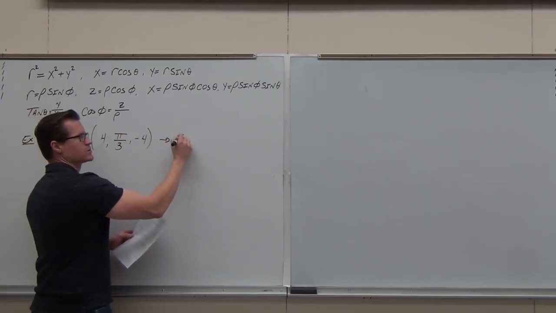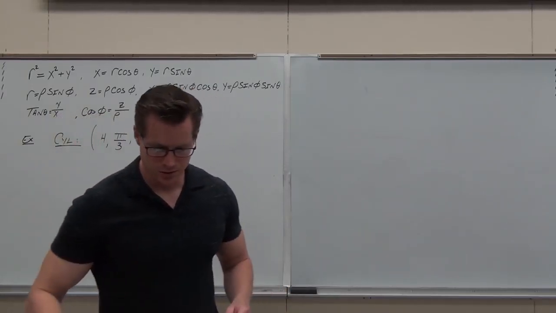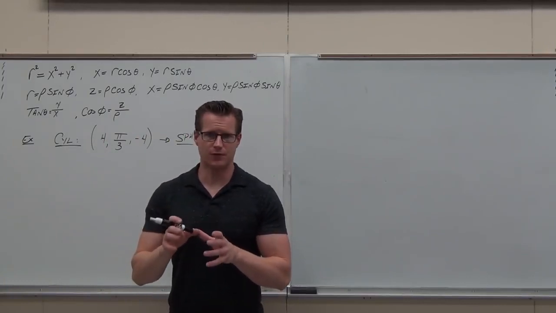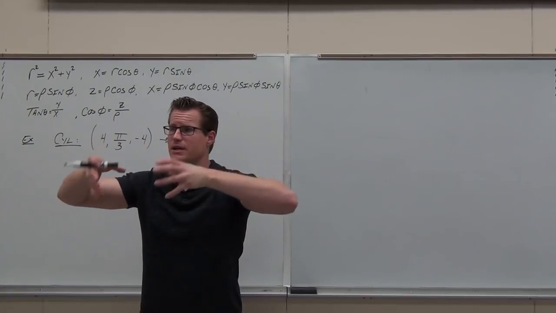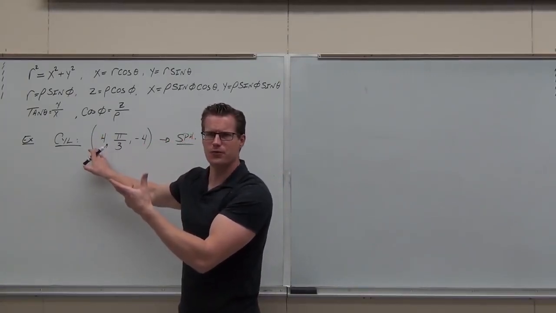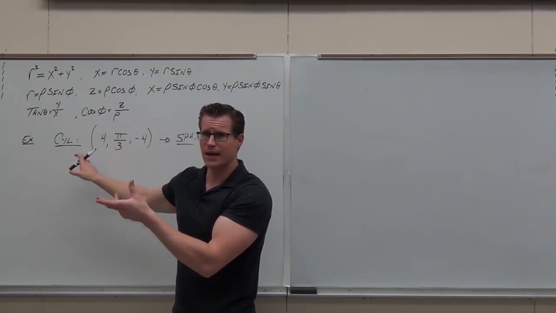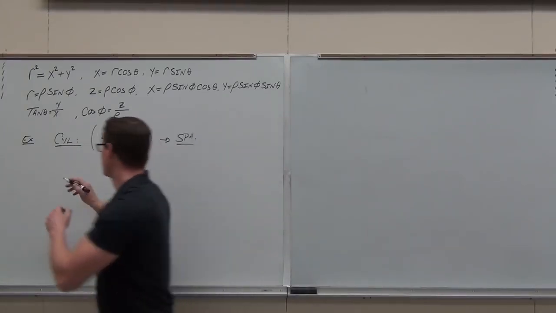And I want to go to spherical. Cylindrical to spherical. The number one thing I want you to do, please write down the stuff you know. So if I'm in cylindrical, your mind has to shift a little bit, and you got to tell me what these numbers actually mean. You got to know what that 4 actually is. What is that 4? That's not an X because I'm not in rectangular.